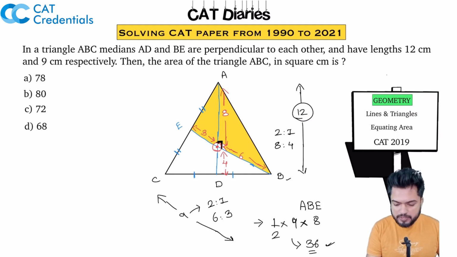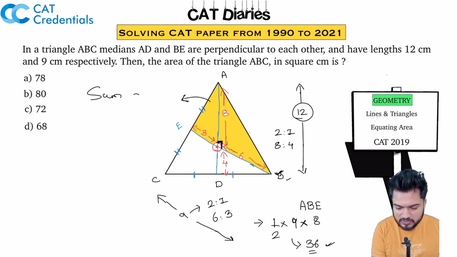Now, if I know the area of this triangle, I know that this triangle is equal to the other one. This big triangle is divided into two equal parts. So what do I use here? Sum of the parts. It's all one and the same thing. I'm using the same formula again and again. Sum of the parts is equal to the total.